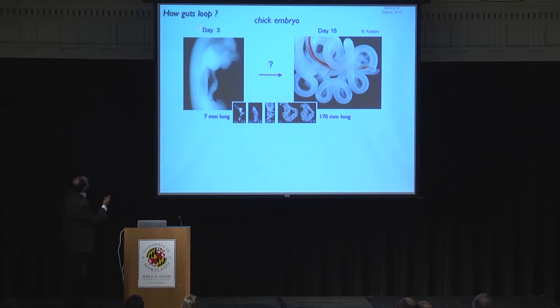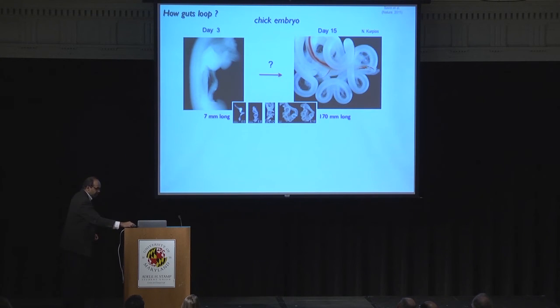So this is the chick gut 3 days after fertilization. And to orient you, this is the brain or the forebrain. That's the vertebral column. This is the tail. And this herniated object is the gut. Okay? So the size of the gut 3 days after fertilization, this object is about 7 millimeters long.